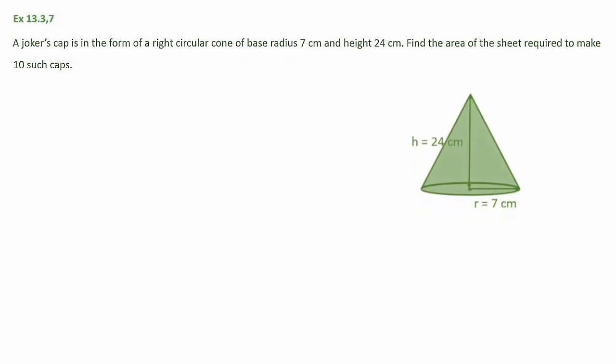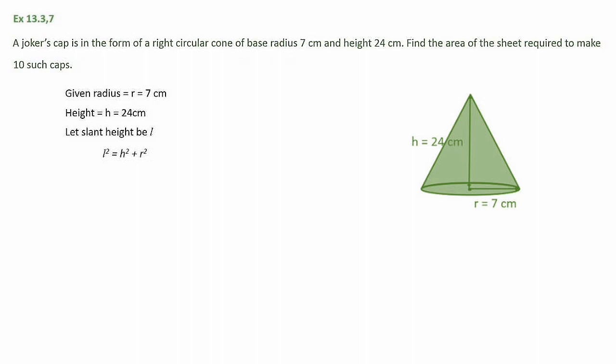So this is the shape of the cap. As we know, making a cap means we need to make only the curved surface. That means we have to find out the curved surface area of the cone. But for finding the curved surface area, we have to check whether all the necessary quantities are there or not. H is there, R is there. But we know the curved surface area formula is pi RL, and L is missing. So let's write the given things. R is 7 cm, height is 24 cm, slant height we don't know, so let it be L.